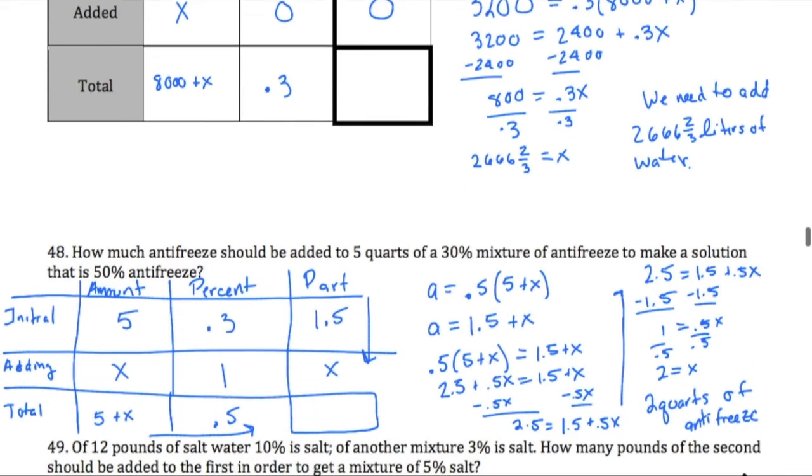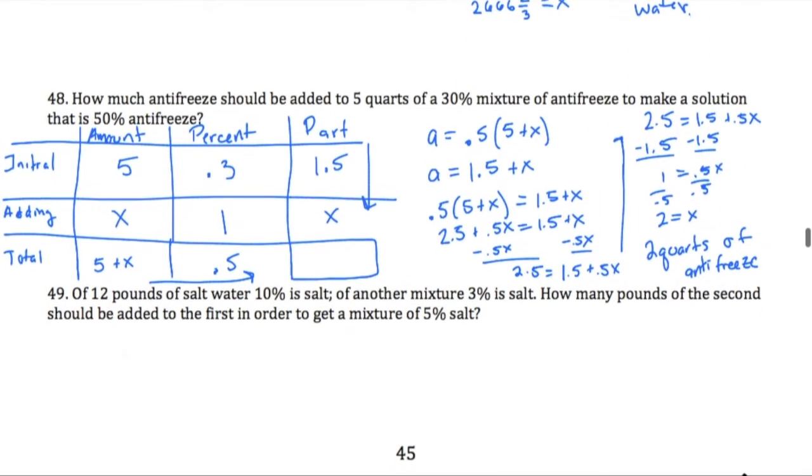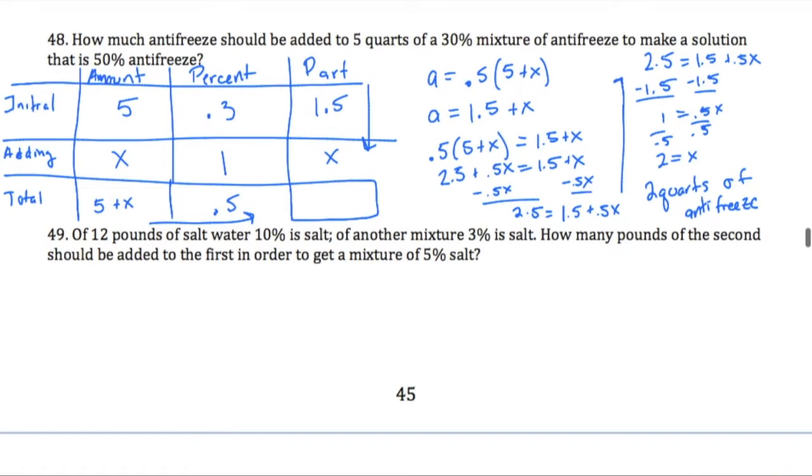Wonderful. Let's look at one more example here together. In this instance, we're not given a complete amount of acid or water. We're given an amount that is in between. So we have 12 pounds of salt water that is 10% salt, and we're adding to it a mixture that is 3% salt. So in this situation, the 3% salt is not 100% like we were with the antifreeze, it's not 0% like we were with the water.